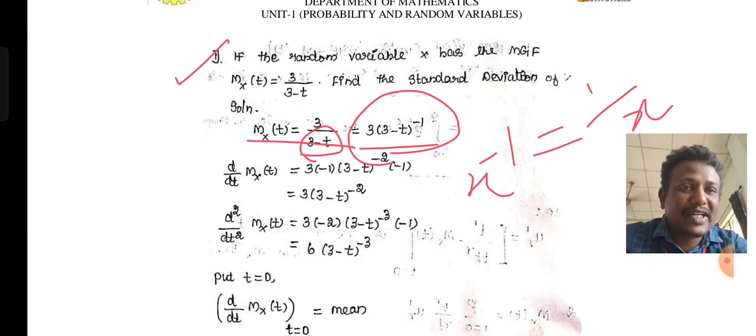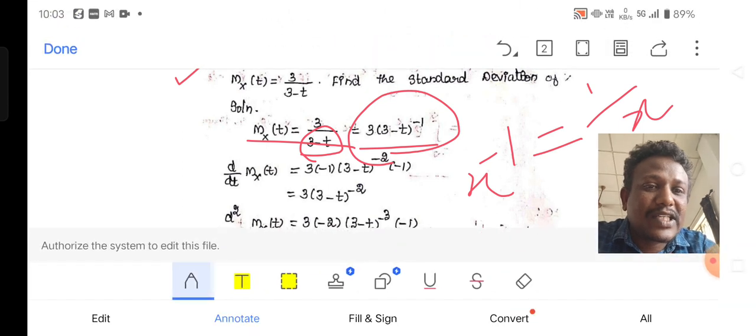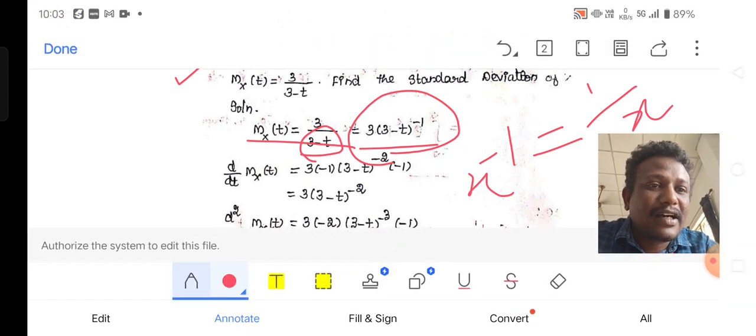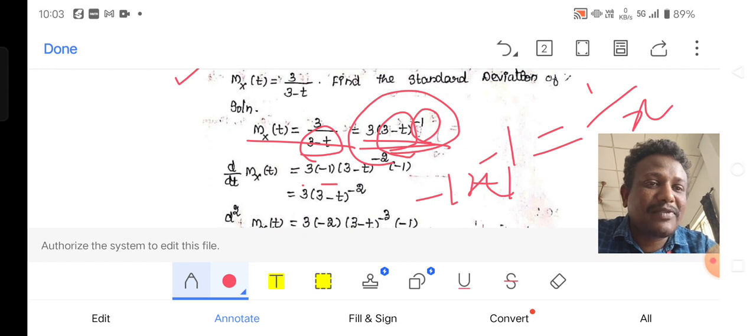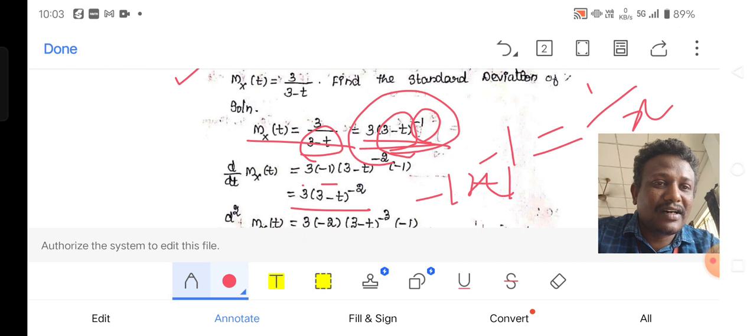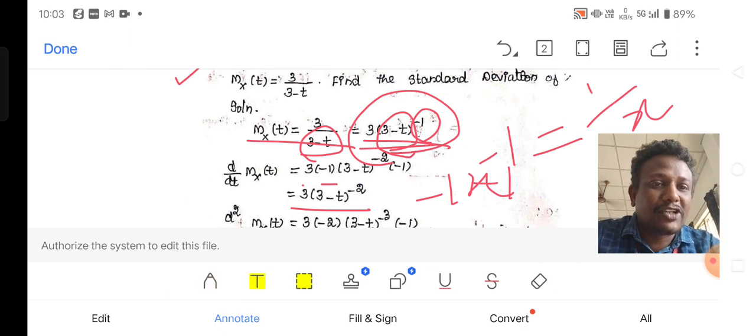So I'm going to differentiate. 3 is a constant, so keep it as it is. Now treat 3 minus t as x, and minus 1 as n. So n is minus 1, 3 is already constant, minus 1, 3 minus t the whole power minus 1 minus 1, so minus 2. After simplification the term becomes 3 times 3 minus t the whole power minus 2.